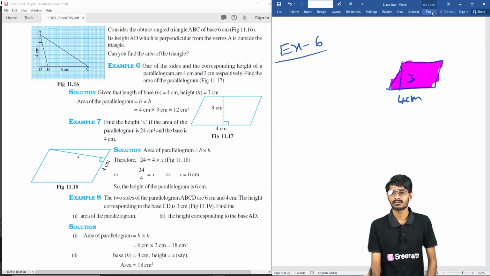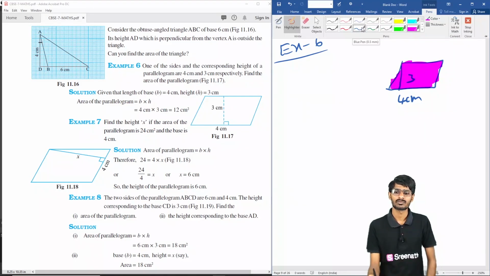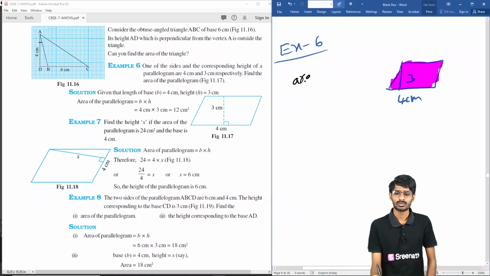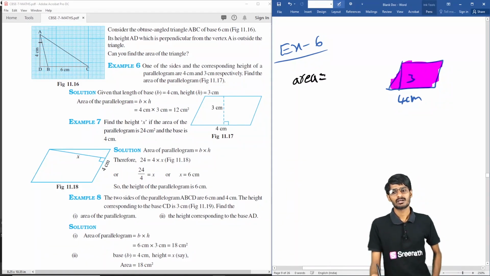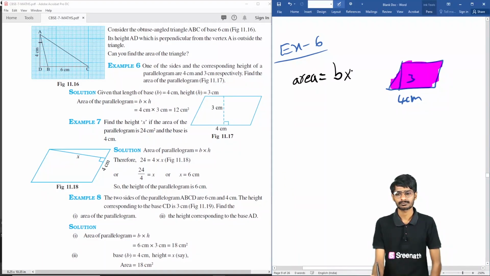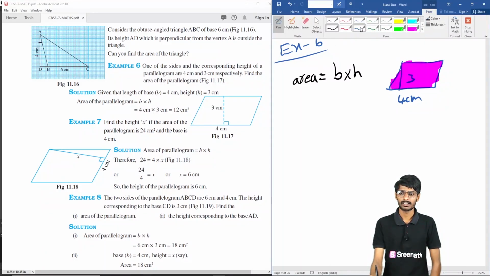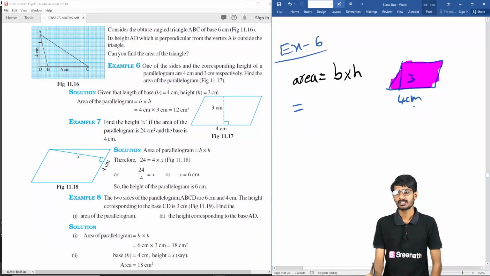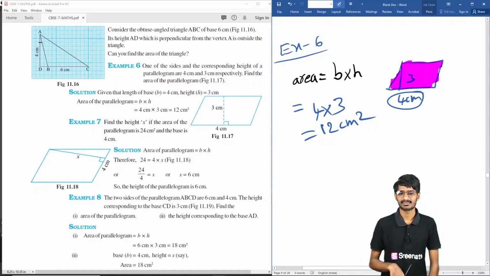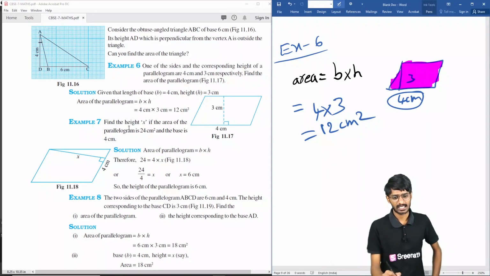How to find, students? We know the formula for area is what? For a parallelogram, it is nothing but base into height. If you substitute, the base value is 4 centimeters, into the height, which is 3 centimeters. So it is 12 centimeters square. That's it, students. Do the 7th example on your own.